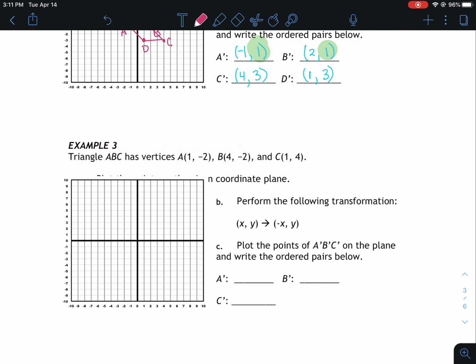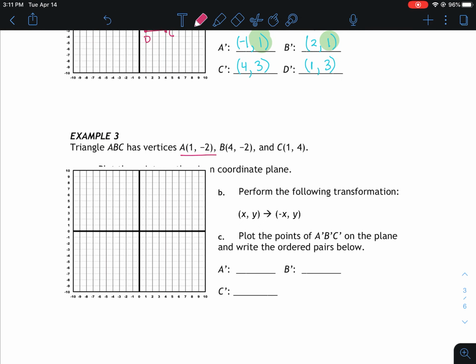All right, this is going to be one that we are going to do together as well. We have vertices of 1, -2, 4, -2, and 1, 4. So 1, -2. This is letter A. B is at 4, -2. And C is at 1, 4. If you look at this shape, we notice it's a triangle. It's actually a specific type of triangle, which is a right triangle. So we have graphed the original image.